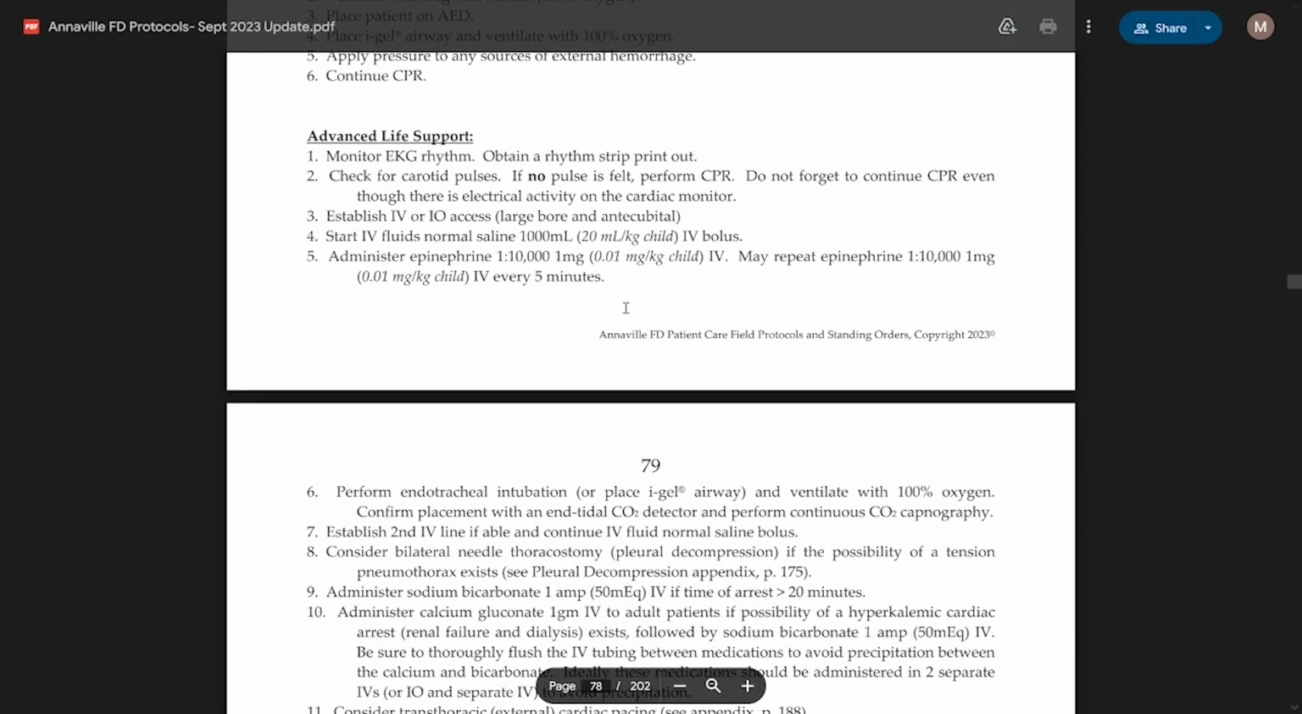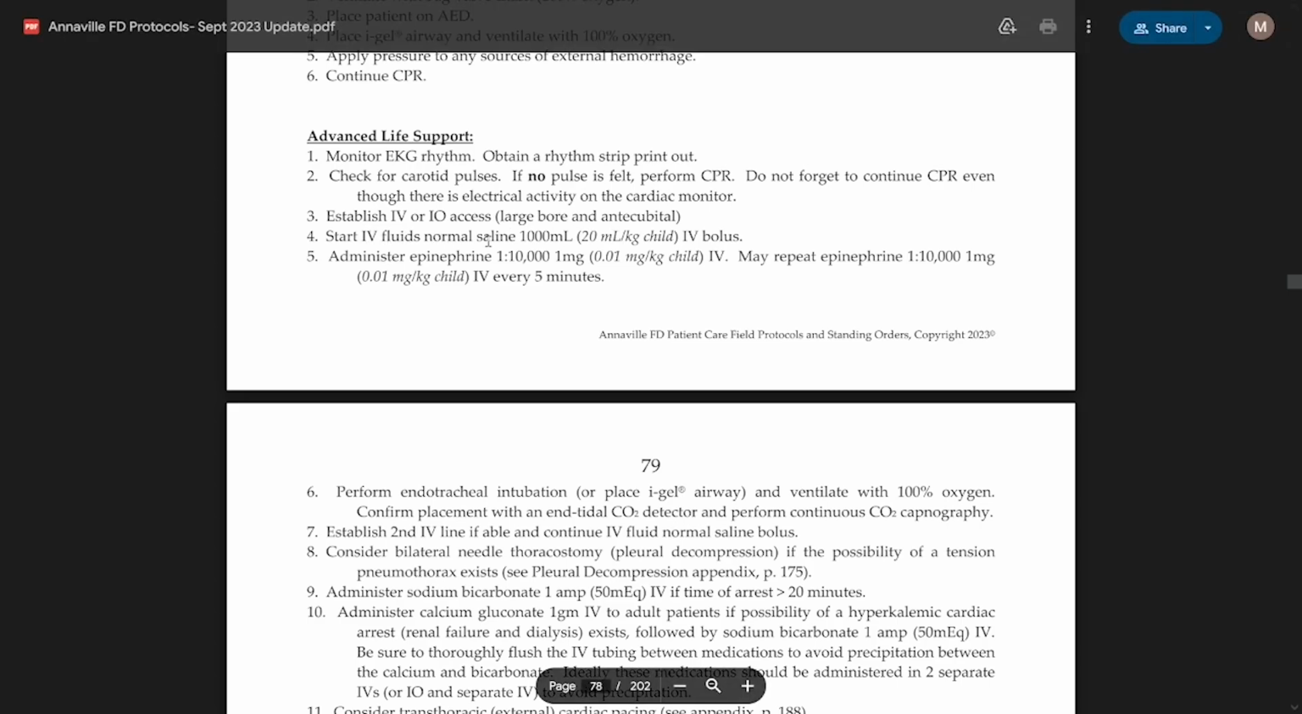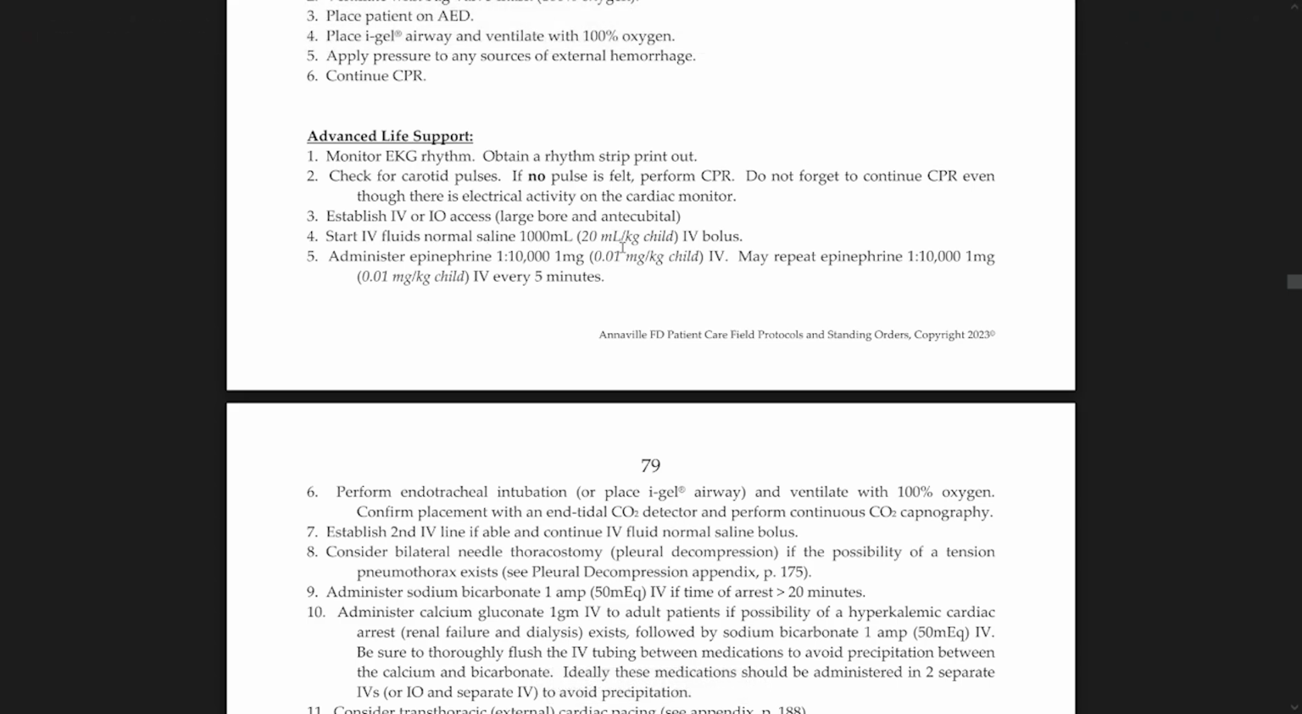For ALS support, you want to monitor the EKG rhythm, obtain a rhythm strip printout, and check for a carotid pulse. If no pulse is felt, perform CPR. Do not forget to continue CPR even though there's electrical activity on the cardiac monitor. Establish IV or IO access via the AC. Start IV fluids with normal saline at 1,000 milliliters via a bolus, or 20 milliliters per kilogram for a child. Administer epinephrine 1 to 10,000 at 1 milligram, or 0.01 milligram per kilogram, via IV.